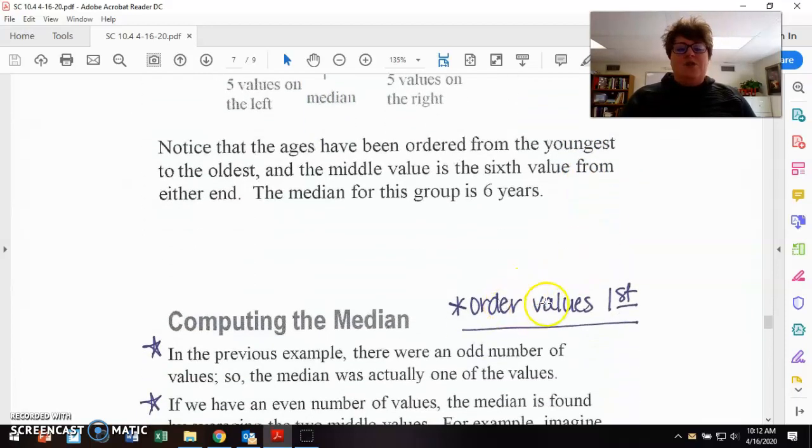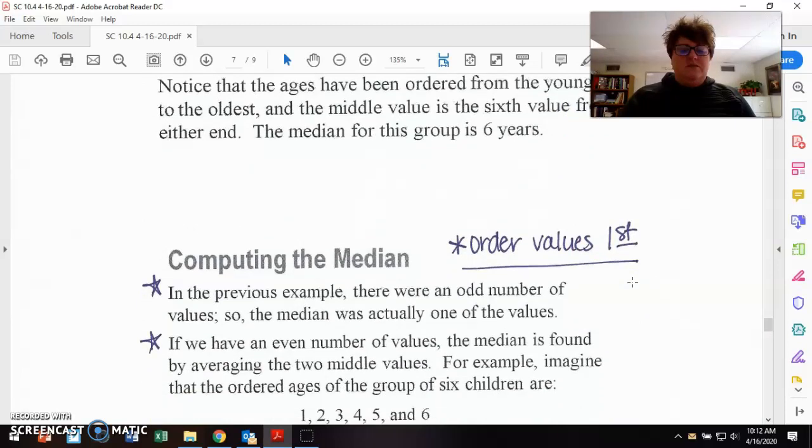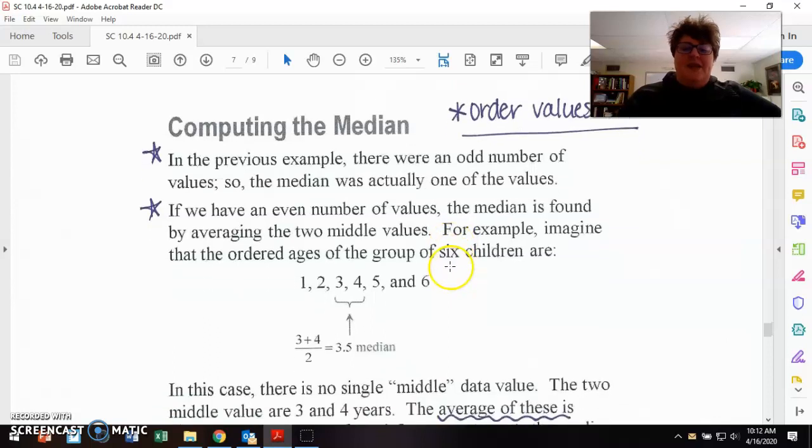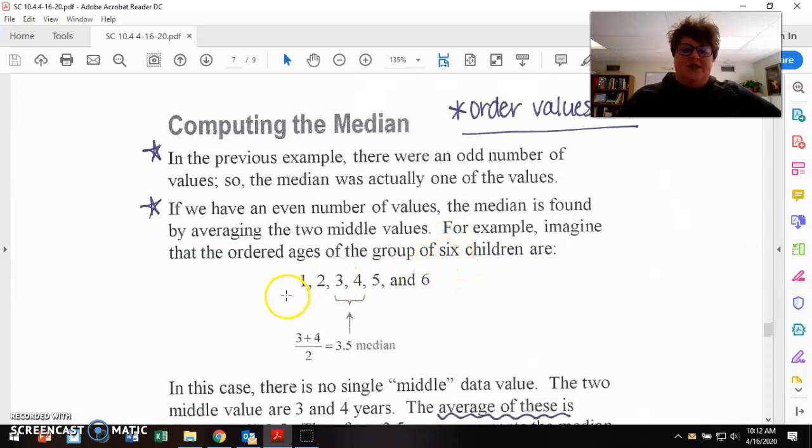Again, you must order your values first. One thing to note: the example we just did had an odd number of values, so the median is just one value. If you have an even number of values, like here where there are 6 values, I have 1 and 2 over here, and 5 and 6 over here. That means 3 and 4 are the middle, so you take the average of those to find your median. The average of 3 and 4 is 3.5, so your median is 3.5.